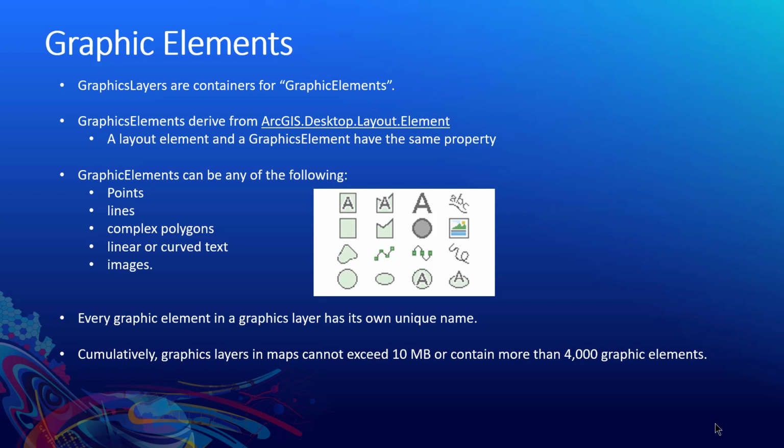Graphics layers are containers for graphic elements. The GraphicElement object derives from the ArcGIS Desktop LayoutElement class. So a layout element and a graphic element are the same and have the same properties and methods. Graphic elements in Pro can be points, lines, polygons, linear or curved text, and images such as PNGs and JPEGs. In a given map, each graphic element has a unique name. This is important to remember and helps to access graphic elements. Cumulatively, graphic elements in a map cannot contain more than 10 megabytes of elements or 4,000 graphic elements.